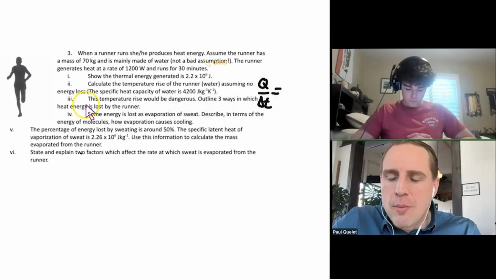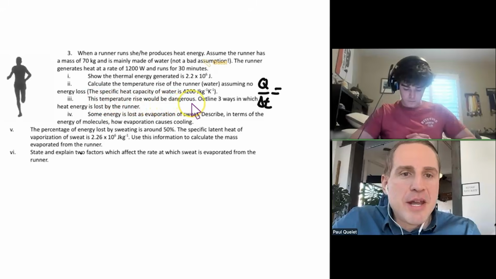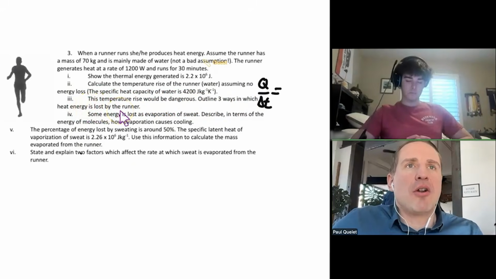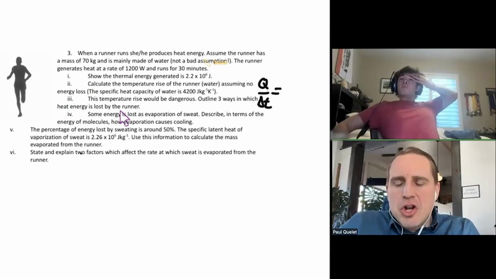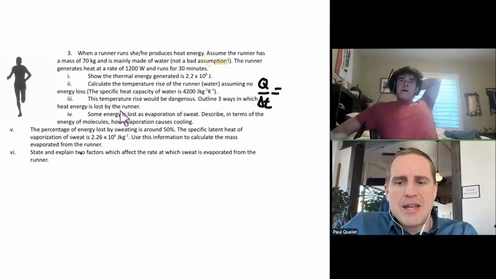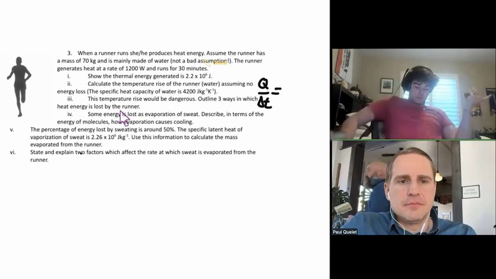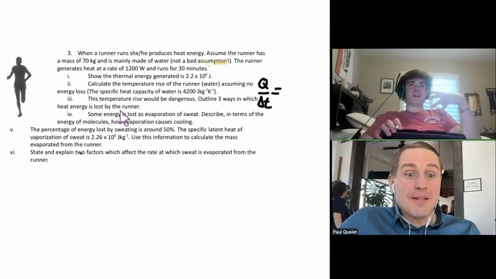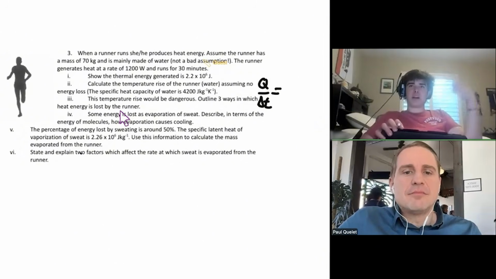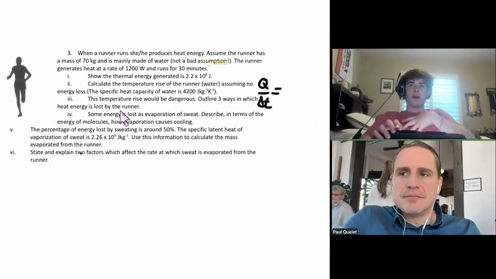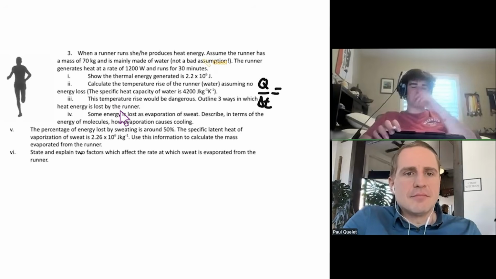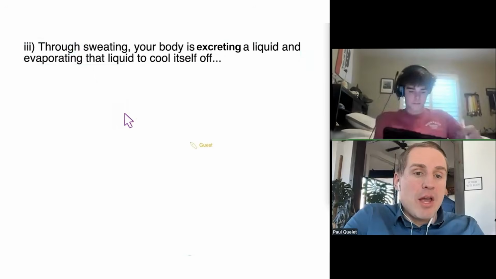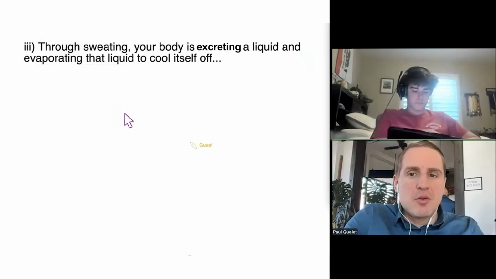Let's go for Roman numeral 3. This temperature rise would be dangerous. Outline 3 ways in which heat energy is lost by the runner. What's one way that heat is lost by the runner? Well, of course, sweat. Your body excretes liquid, which then evaporates. You're giving off thermal energy from your body, which is a hotter body of mass, to the surrounding air. So this is probably the main way that our body cools itself off.